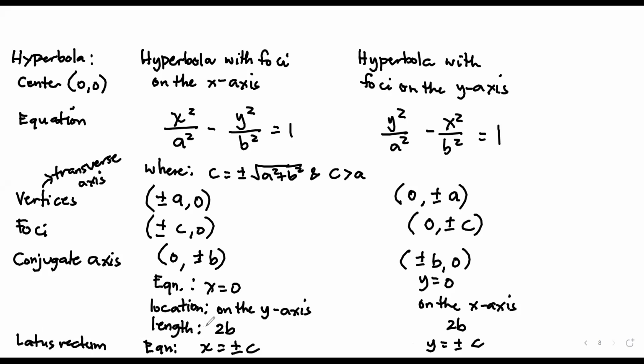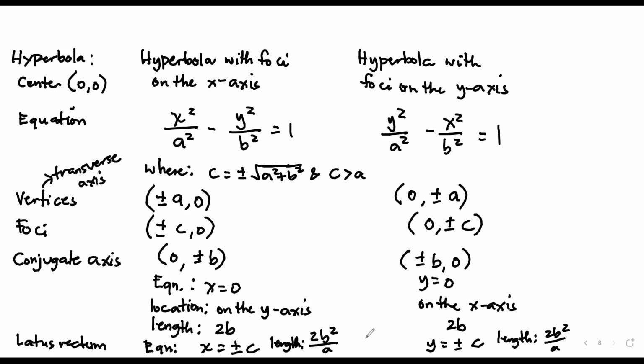The length of the latus rectum is just the same with ellipse. Doon we have 2b squared over a, right? For the length. Ganon din dito. Ang length ay 2b squared over a. How about the endpoints?